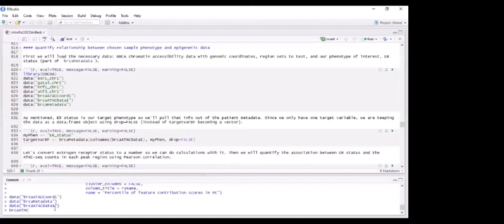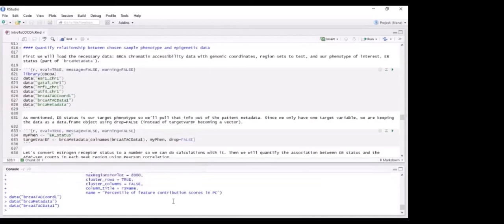And so I'm just going to show you what it looks like. Basically they've already gone through this and called peaks for the samples, and taking their set of consensus peaks, they've then taken the average chromatin accessibility signal in each of those consensus peaks. And so that's basically how we got this matrix.